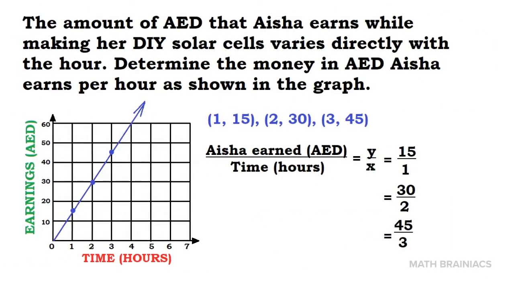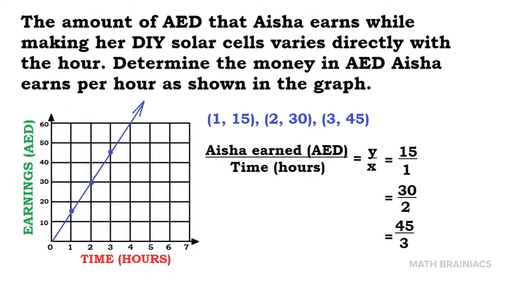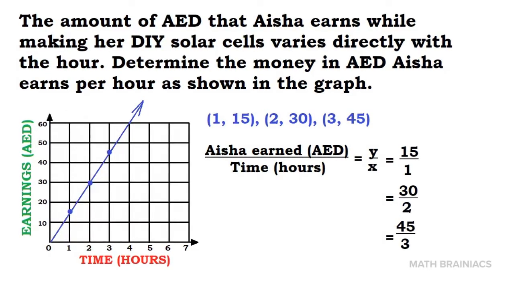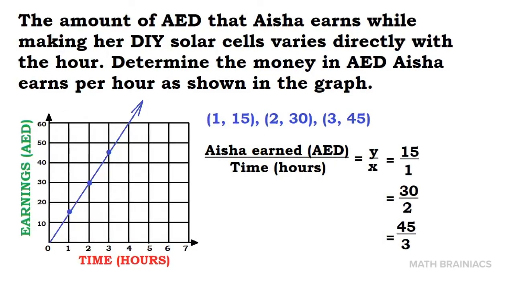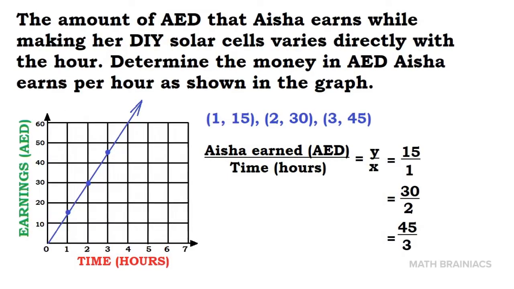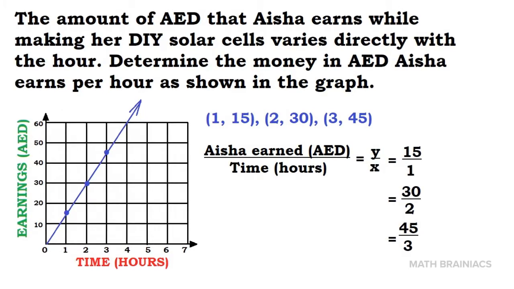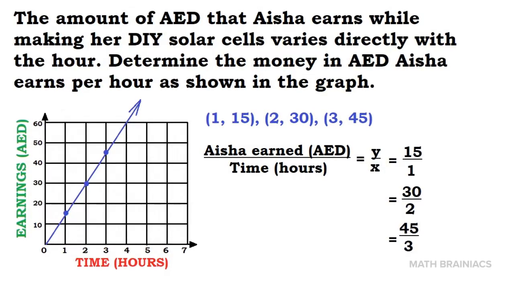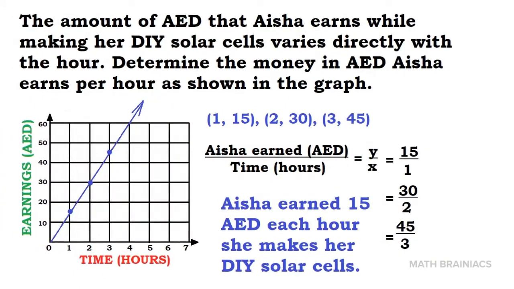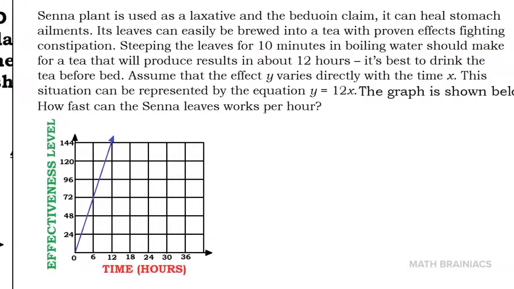Accordingly, we can solve for the money Aisha earned over time. It is y over x. Let us start from the first ordered pair. 15 over 1 will give us 15. For the second ordered pair, 30 over 2 will give us 15. And for the third ordered pair, it is 45 over 3, which will give us 15 also. Subsequently, Aisha earned 15 dirhams each hour she makes her DIY solar cells.